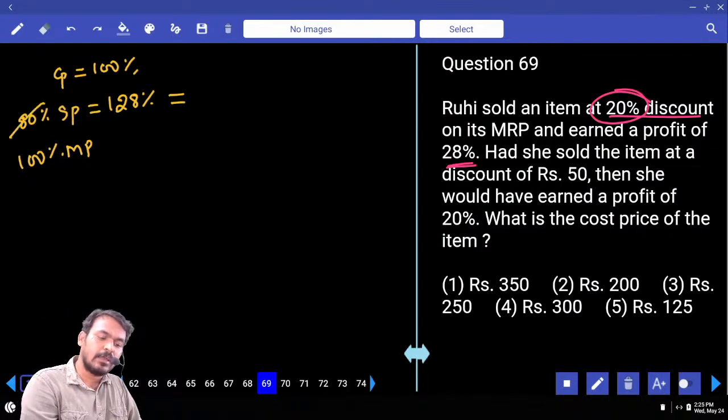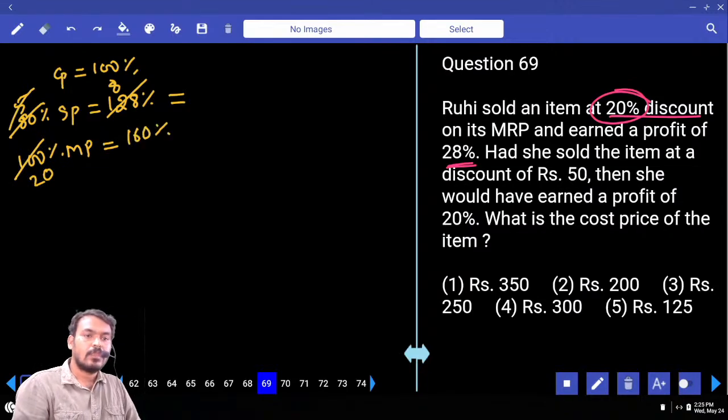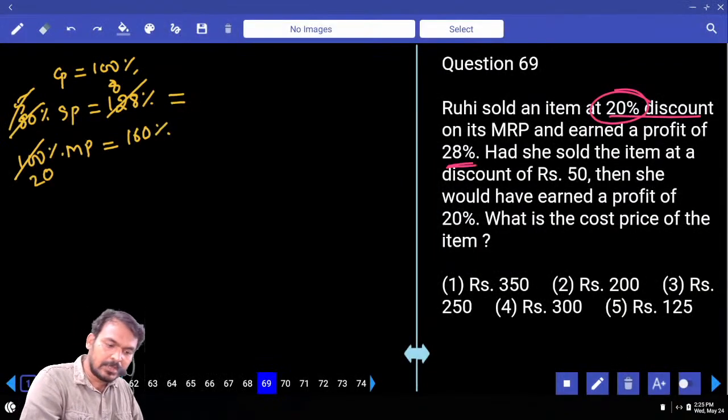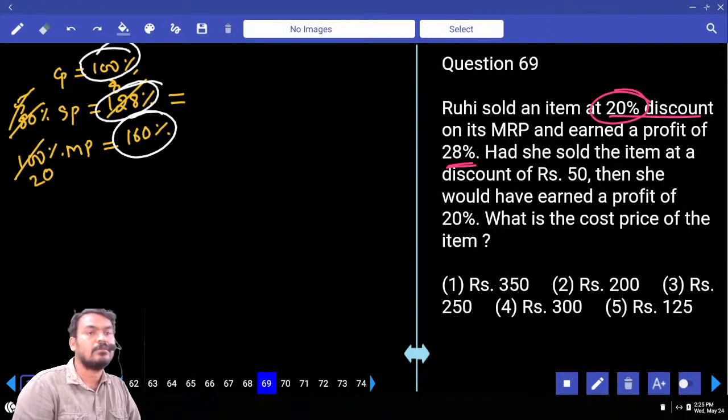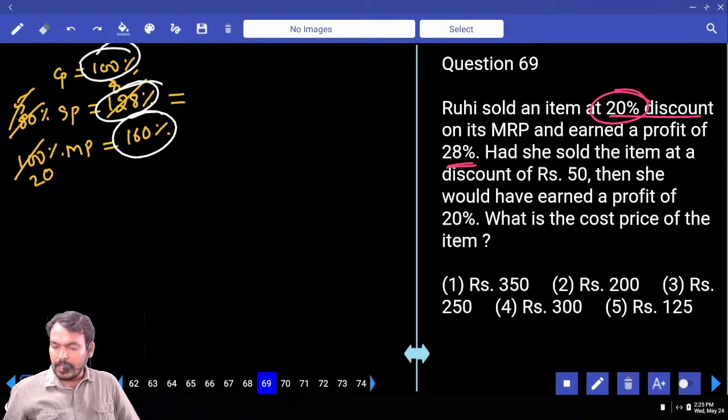What is the 80% value? 128. 16 5 times, 16 8 times. 5 how many times? 20 times. 28 is 160. No confusion. Cost price is how much? 100. Selling price is 128. Then market price 160. And what is the next point?